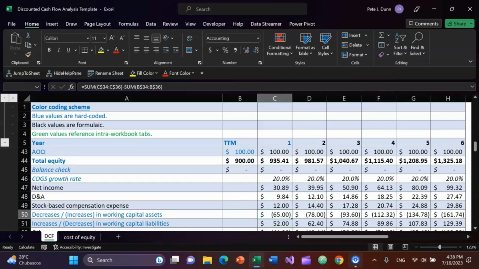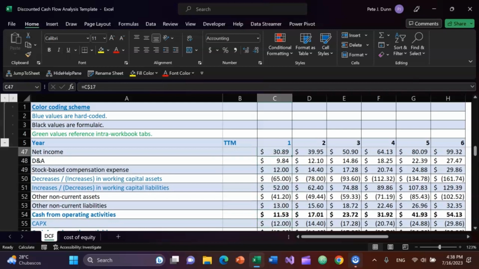Then I do a balance check to make sure the balance sheet balances. That's assets minus liabilities minus equity, rounded to 3 decimal places, should equal 0. And it does for both the trailing 12-month time period as well as years 1 through 6 in the forecast.